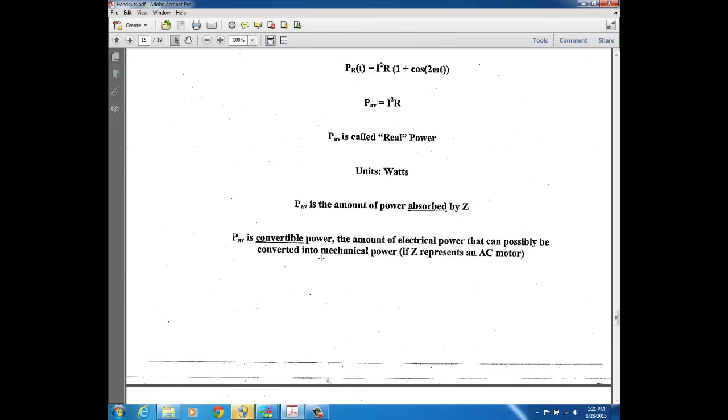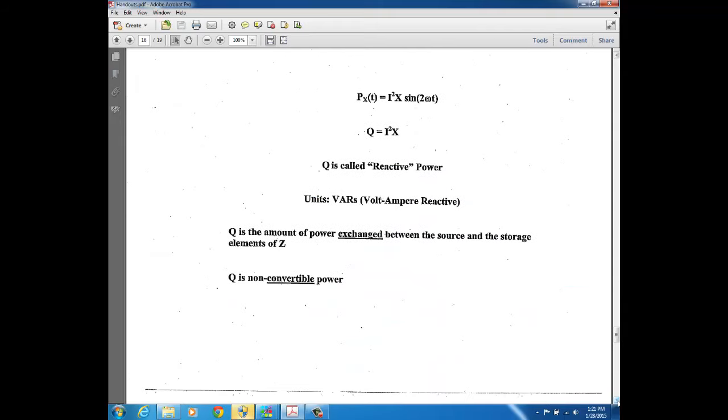And then this is also important from a conceptual point of view and also a practical point of view, that P average represents the amount of electrical power that you can possibly convert into another form of power, such as mechanical. So if your impedance represents an AC motor, P average of that AC motor is the electrical power that's convertible to mechanical power. Okay, so that's what we gather by looking at PR of T, which are the terms that have resistance from our instantaneous power equation.